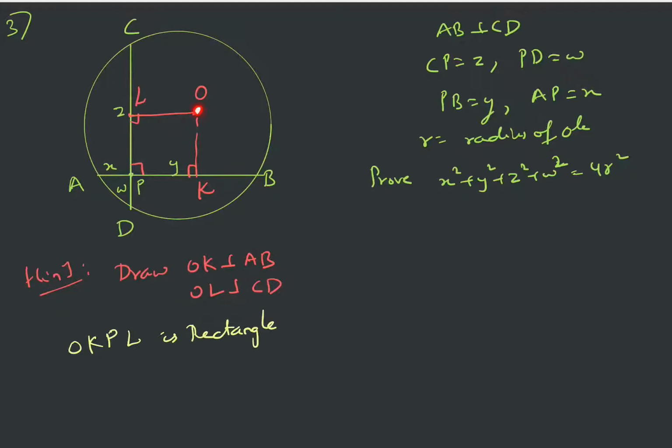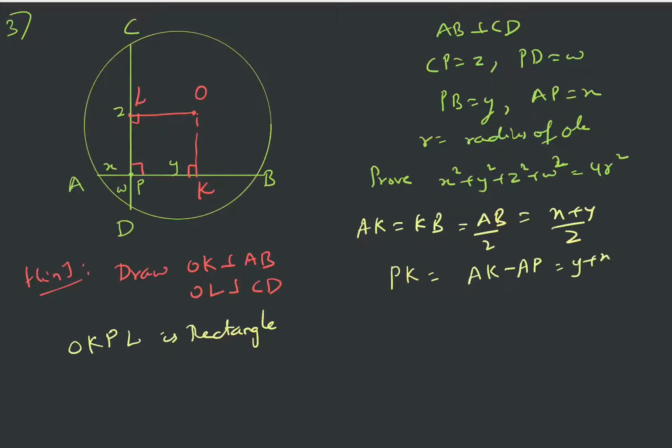Also we know that a perpendicular from the center bisects the chord, right? So AK is equal to KB. This is nothing but AB over 2, which is (X plus Y) over 2, because the entire length AB is X plus Y. Fine. So now you can find PK is equal to AK minus AP, which is (Y plus X) over 2 minus X. So it is (Y minus X) over 2. So this length PK is (Y minus X) over 2. So this simply implies that OL is also (Y minus X) over 2.